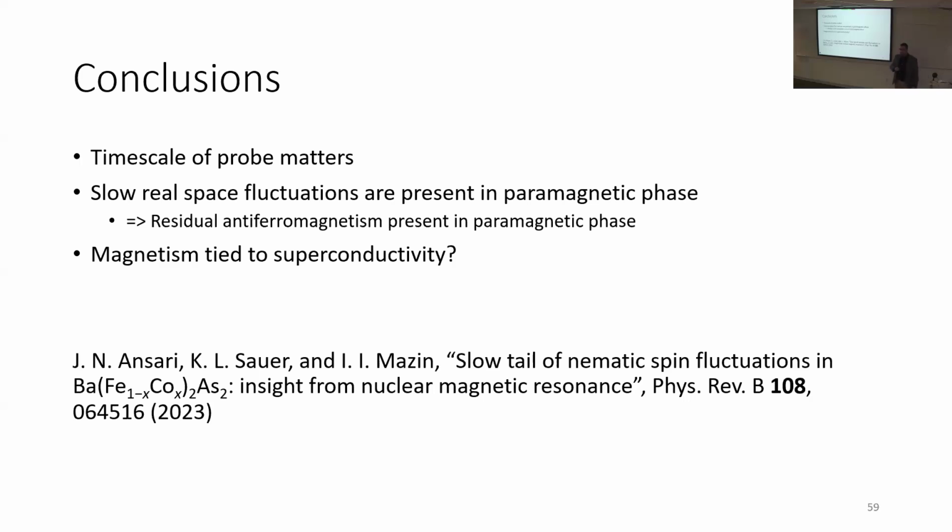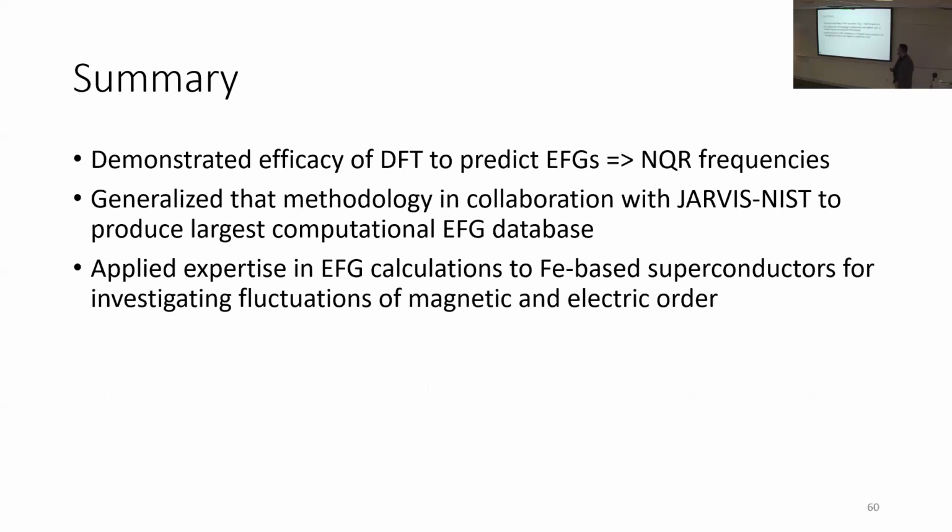The question between magnetism and superconductivity is a big question, and because we found this residual antiferromagnetism in the paramagnetic phase, which is where superconductivity emerges, we believe that there's a lot more that can be said there. Again, we published the paper last year, so I encourage you to go take a look at that.